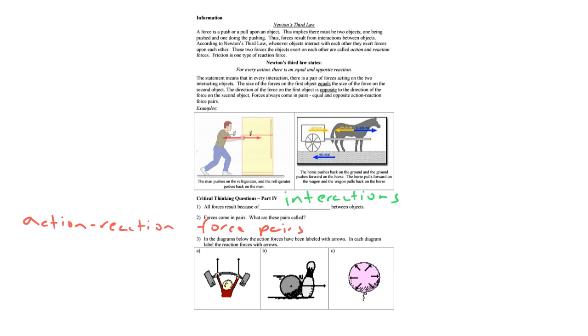All right, and then we can label these. So we've got this guy pushing up on a bar, so the bar is going to also push down on him. Bowling ball hits a pin, so the pin is going to push back on the bowling ball. Air pushes out on a balloon, so the balloon is going to push back on the air. So these arrows are coming into the middle of that balloon.